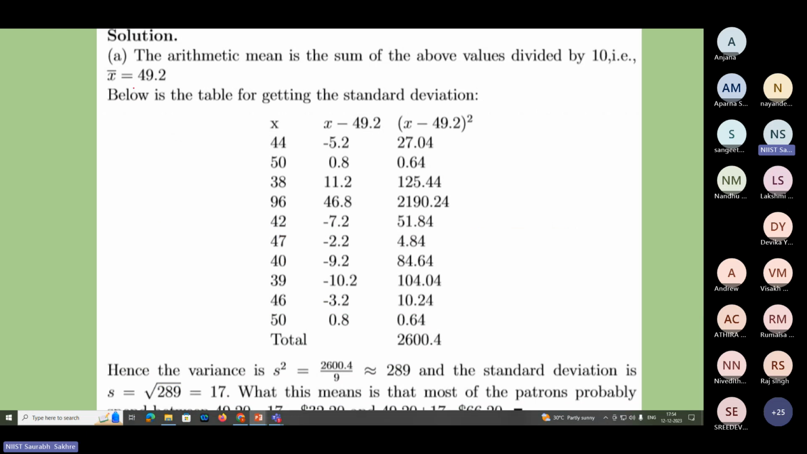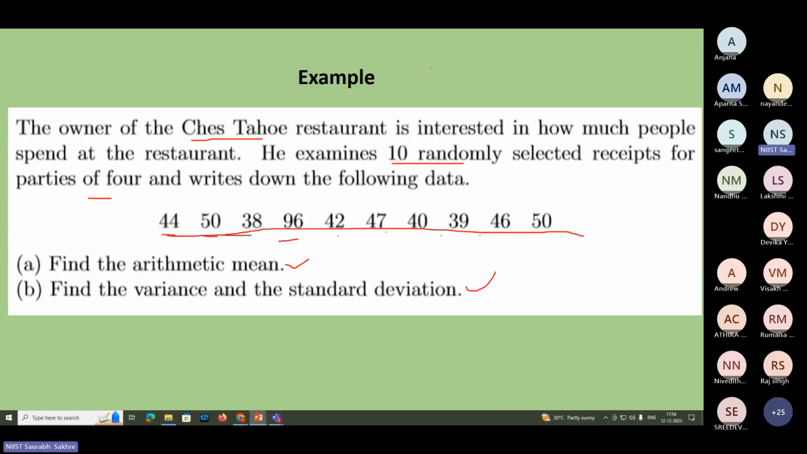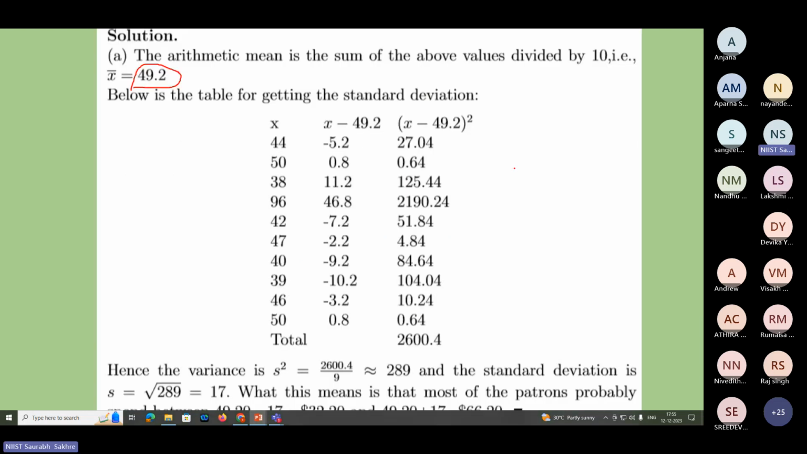So x bar is 49.2. Now I will calculate the standard deviation. You should keep in mind that he has taken 10 randomly selected receipts, which means it is not for the whole population. It is a sample, right? Because in a day hundreds of customers would have come and gone, but he has selected only 10 randomly. So he has collected a sample, and that's why I'll be calculating the sample standard deviation.